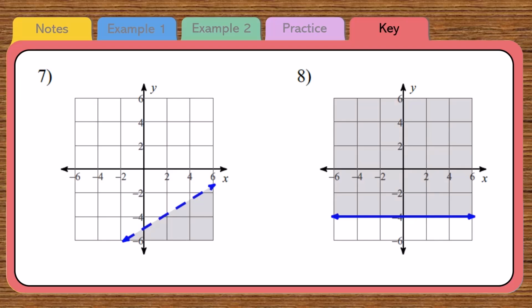Number 8 might have been tricky if you forgot how to graph horizontal and vertical lines. I'll link a video for that as well up here.